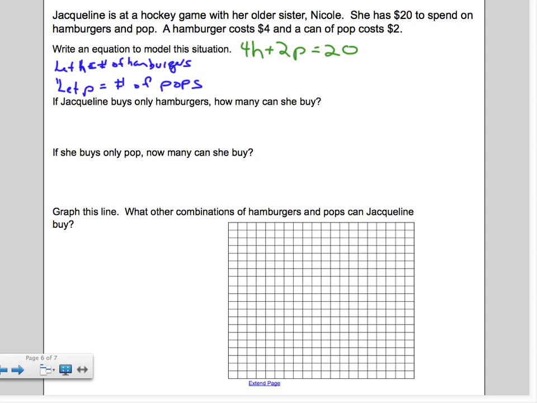How many pops does she buy? She buys 0. No, she's only buying hamburgers. Yeah, so she buys 0 pops. So here we're saying that P is equal to 0.